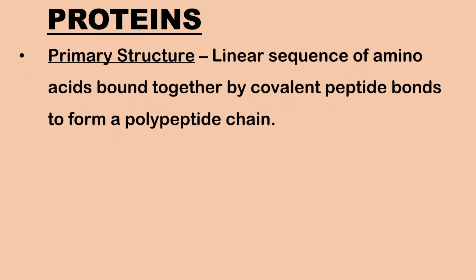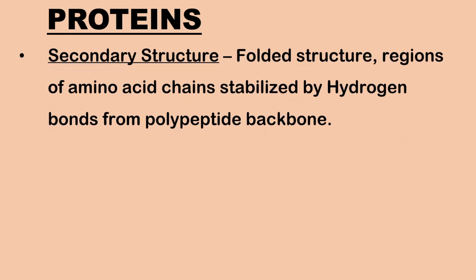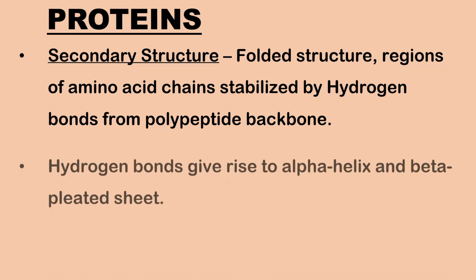Primary structure of protein is a linear sequence of amino acids bound together by covalent peptide bonds to form a polypeptide chain. These bonds are formed between the N-terminal and C-terminal of amino acids. Secondary structure is a folded structure of protein containing regions of amino acid chains that are stabilized by hydrogen bonds from the polypeptide backbone.